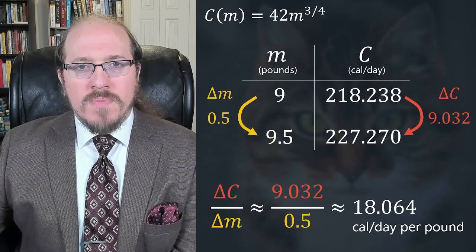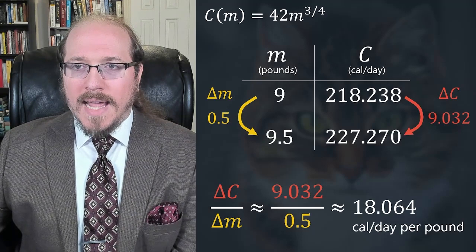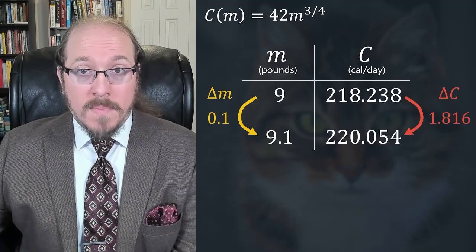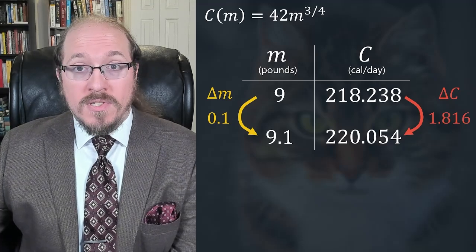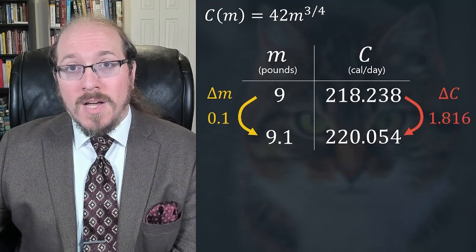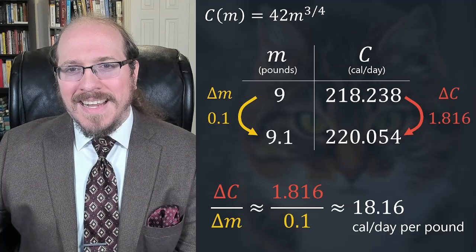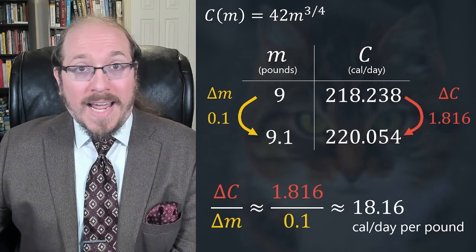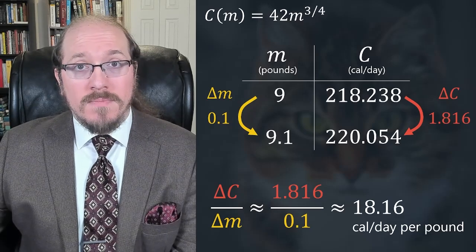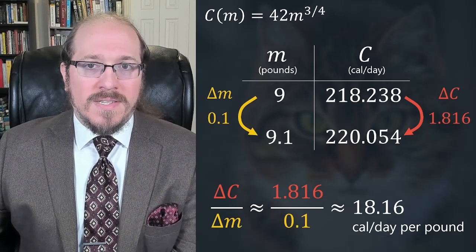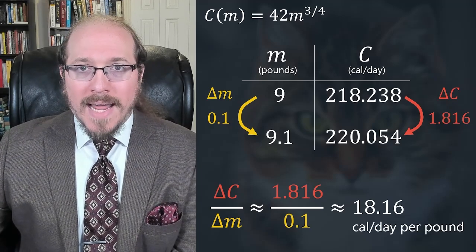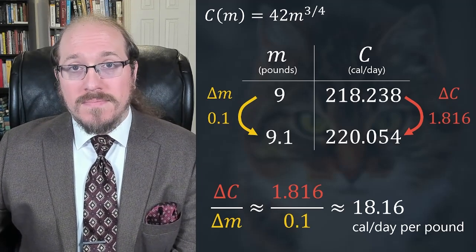What if there's an even smaller change in mass? Say the cat only gains 1/10 of a pound. Well, unsurprisingly, a smaller change in mass will result in a smaller change in caloric intake. But what's interesting is that, again, the ratio between those changes is again about 18 calories per day per pound. Though actually it's a little higher this time. Before it was about 18.064, now it's about 18.16.